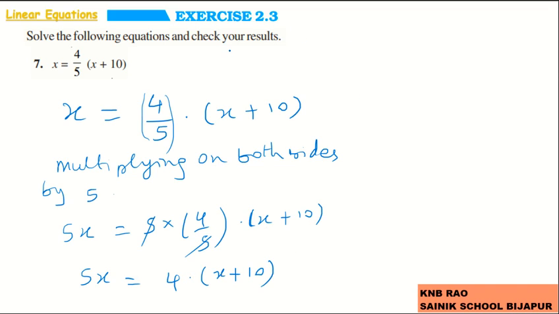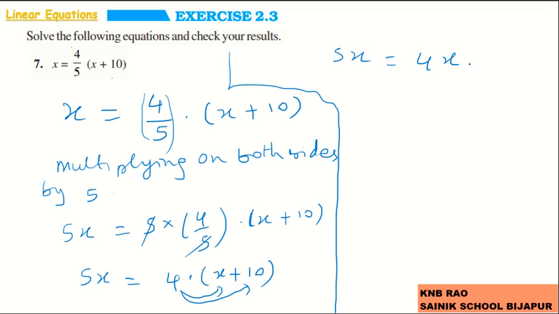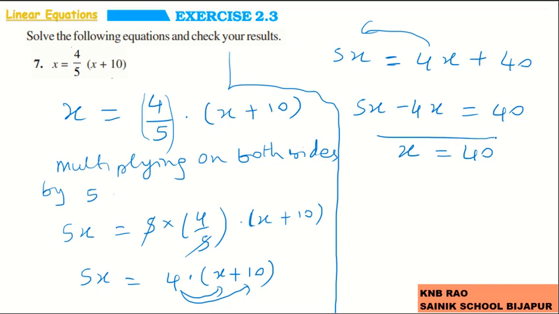Now it is easy to solve because of the distributive property: 4 into x, 4 into 10, multiplication over addition. So 5x equals 4 into x is 4x plus 4 into 10 is 40. Now, this variable term I am transposing; since it is an addend, it becomes a subtrahend. 5x minus 4x is 40, 5x minus 4x is x, so x equals 40 is the solution.